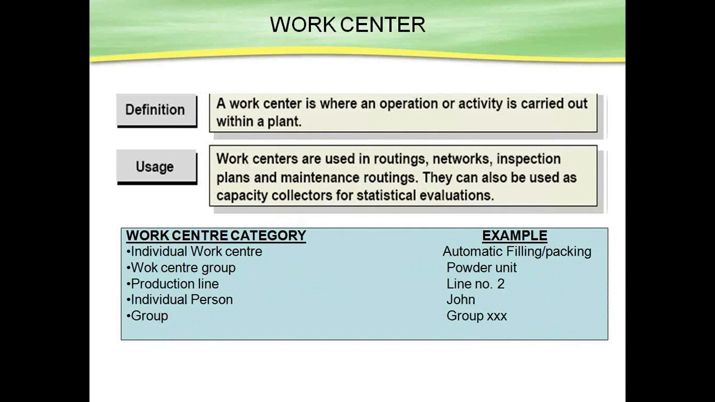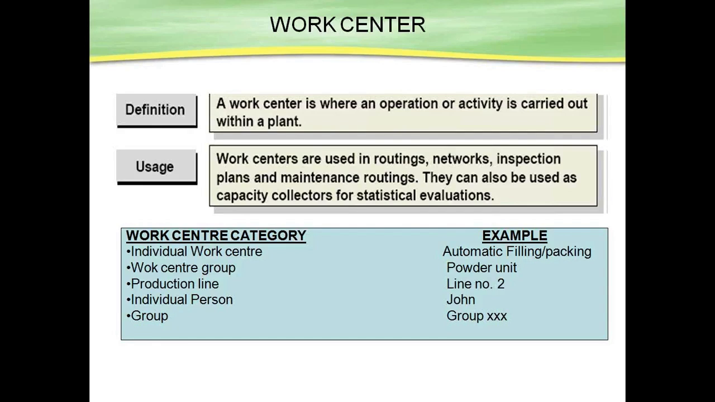Now it is the work center. Work center is the key place where we perform operational activity. Suppose in a water bottle manufacturing process, your molding machine is your work center. Second, you are packing your bottles in cartons, so your carton packing location is your work center. Work center is used to show the exact workplace. Second, it is used to calculate the capacity, and it is used in capacity planning and capacity evaluation. Work centers are used in routing, network, and inspection plans.